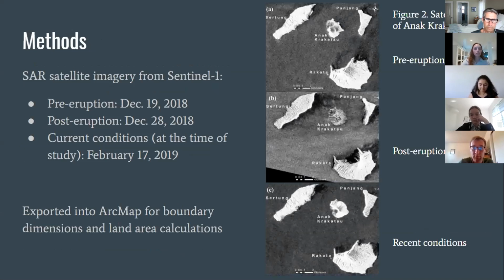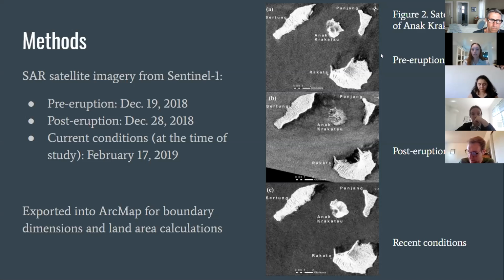So the first thing that they did was they obtained SAR, or synthetic aperture radar, from the European Space Agency Sentinel application platform, and they were used to assess the major geological changes from the eruption. And so figure 2 is the satellite images that they obtained.